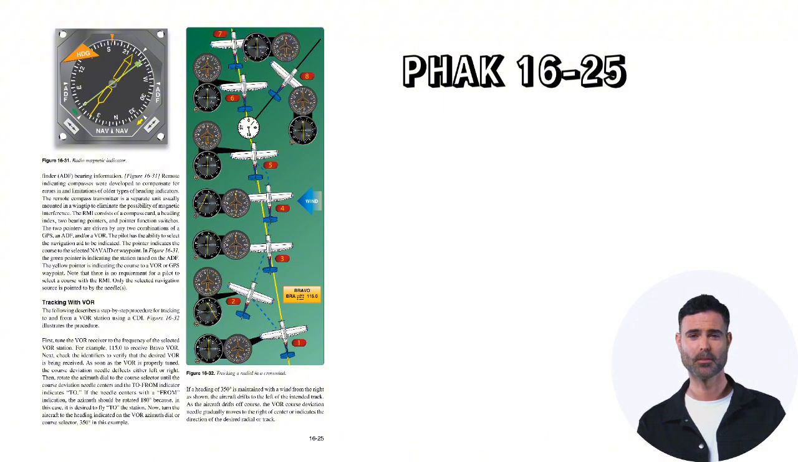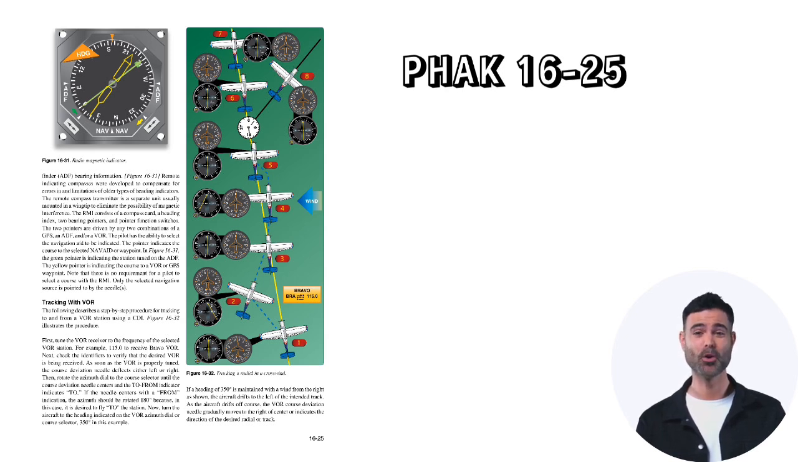The 2 pointers are driven by any 2 combinations of a GPS, an ADF, and/or a VOR. The pilot has the ability to select the navigation aid to be indicated. The pointer indicates the course to the selected nav aid or waypoint. In Figure 16-31, the green pointer is indicating the station tuned on the ADF. The yellow pointer is indicating the course to a VOR or GPS waypoint. Note that there is no requirement for a pilot to select a course with the RMI. Only the selected navigation source is pointed to by the needles.